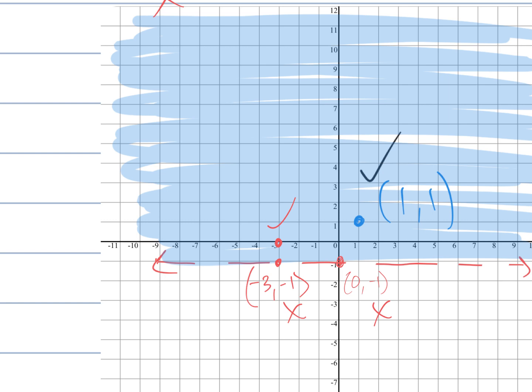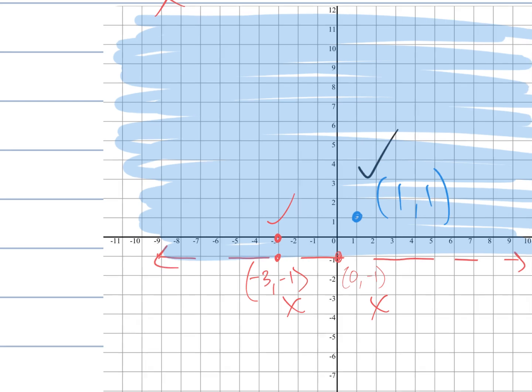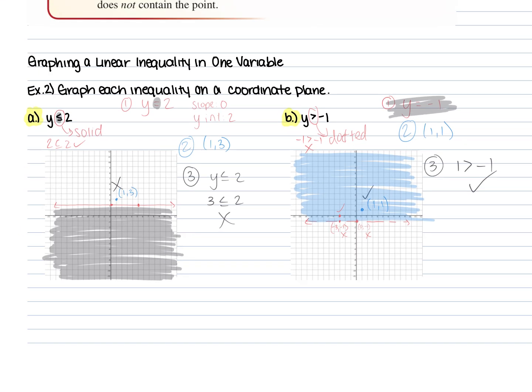Yeah, Mia. When you're picking a point, you all can pick any point you want, except for the ones that are on the line, because you need to find out which side to shade. Do you know what I mean? Yeah. All right. Any other questions on this?